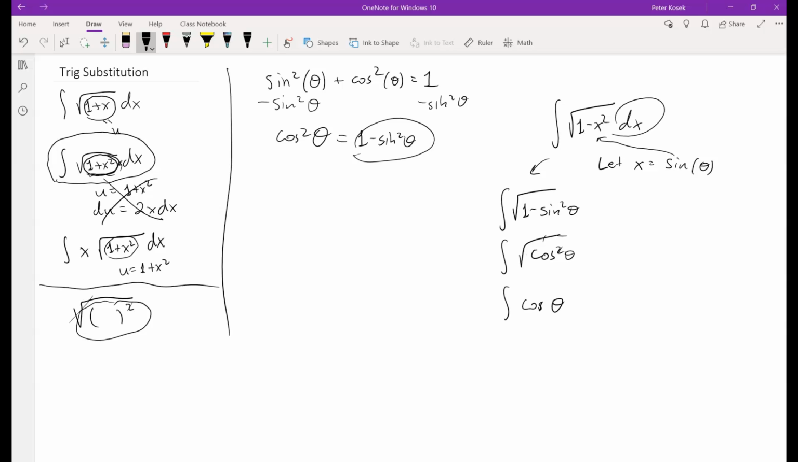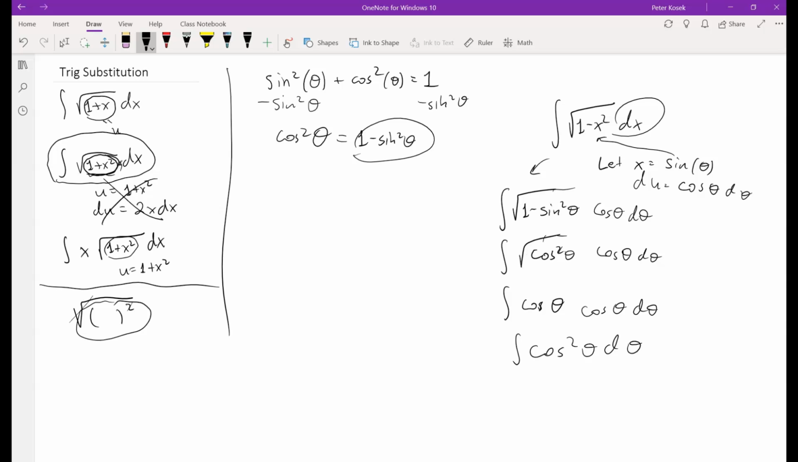Now, we have this dx that we have to work with, so we need to substitute it using our differentials. We would get cosine theta d theta. So this sticks around as a cosine theta d theta, and in this case we'd be integrating cosine squared theta d theta.